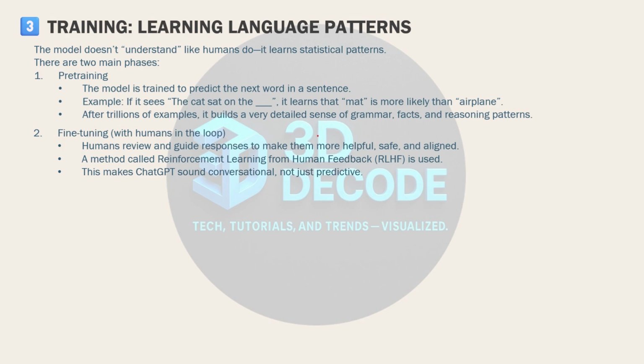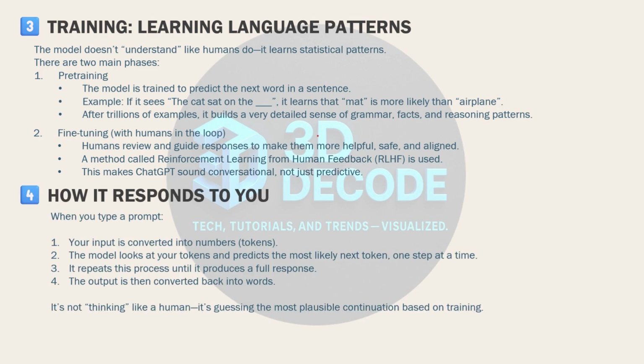Fine-tuning, with humans in the loop. Humans step in to review and guide responses, making them more helpful, safe, and aligned. This process is called reinforcement learning from human feedback, RLHF. That's what makes ChatGPT sound conversational, not just predictive.